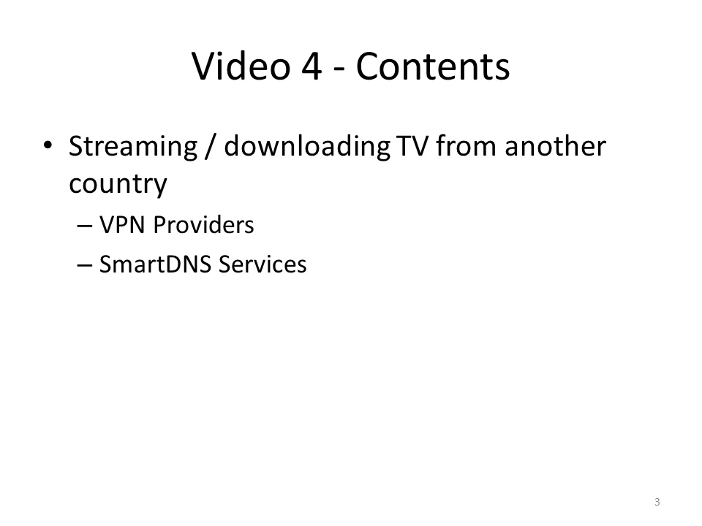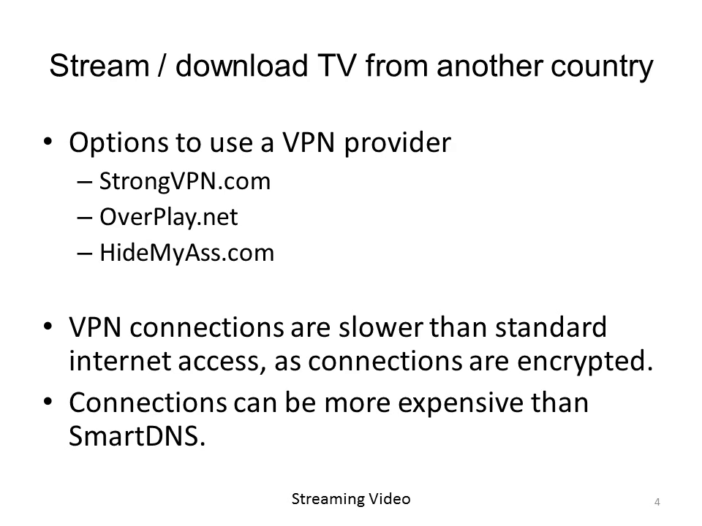So this is video 4, talking about how to stream and download content from other countries. Okay, so previously, in order to download TV content from another country, you'd have to use a VPN provider. However, there are new services starting to come on the internet, usually provided by VPN providers, called Smart DNS services. Basically, Smart DNS services allow you to download TV content from other countries.